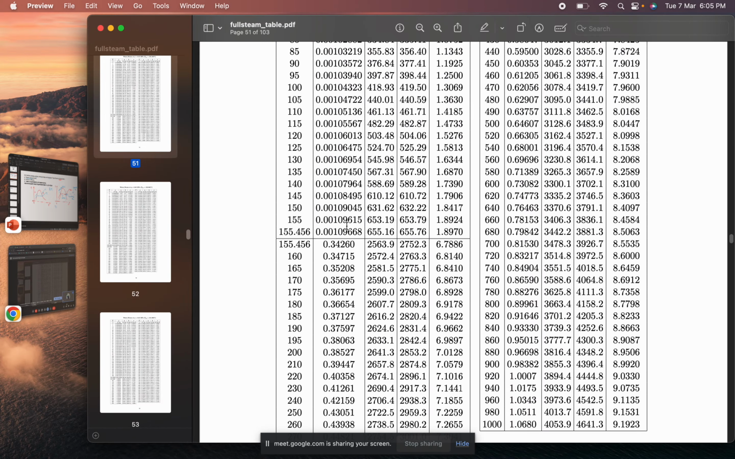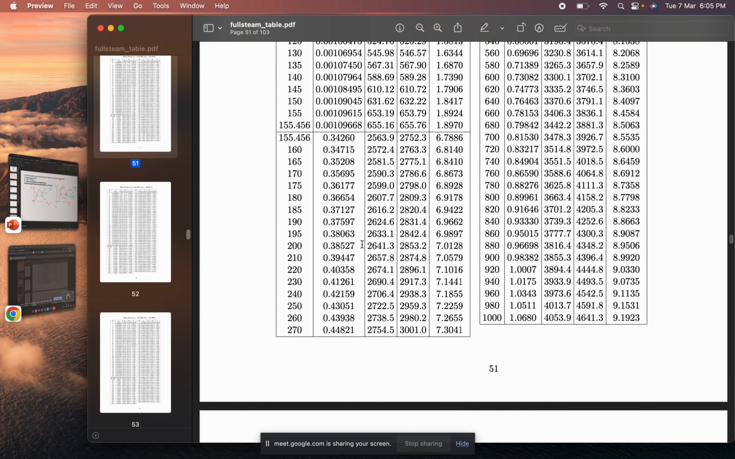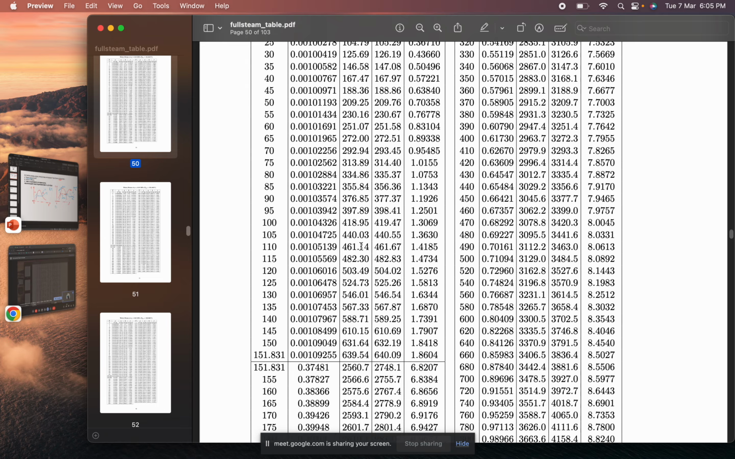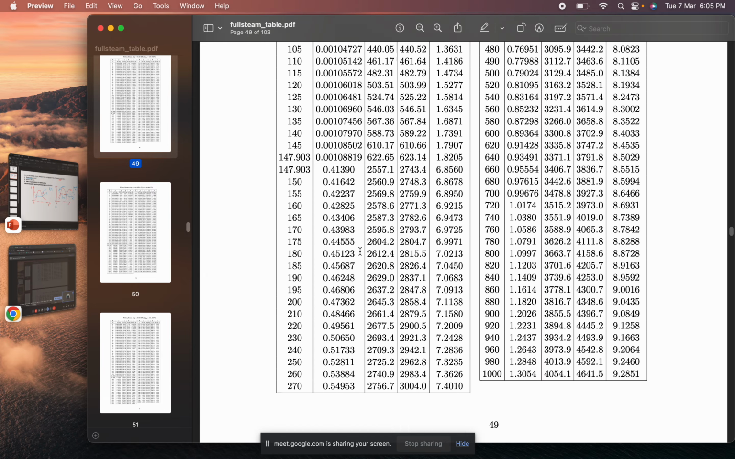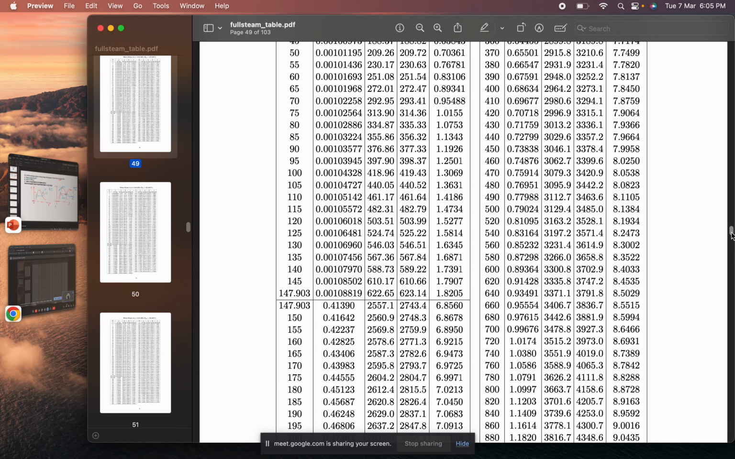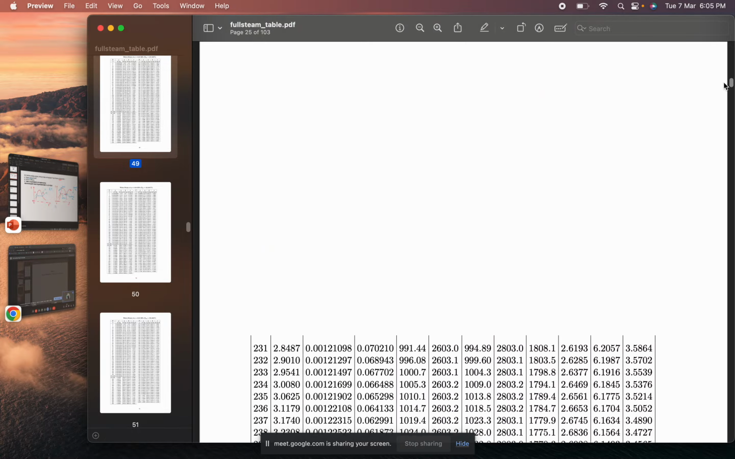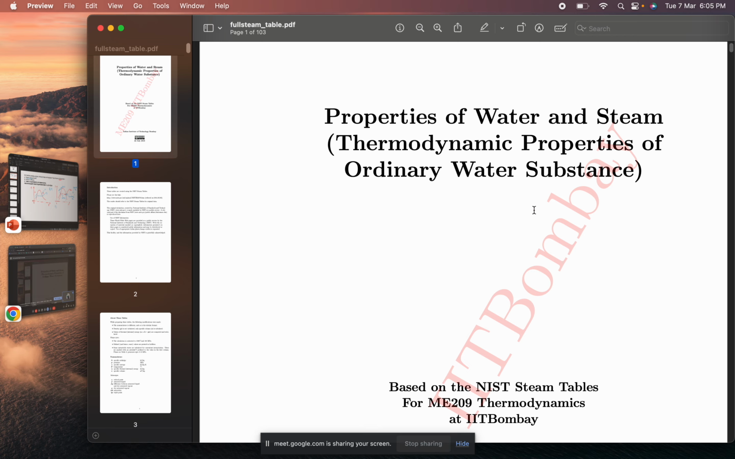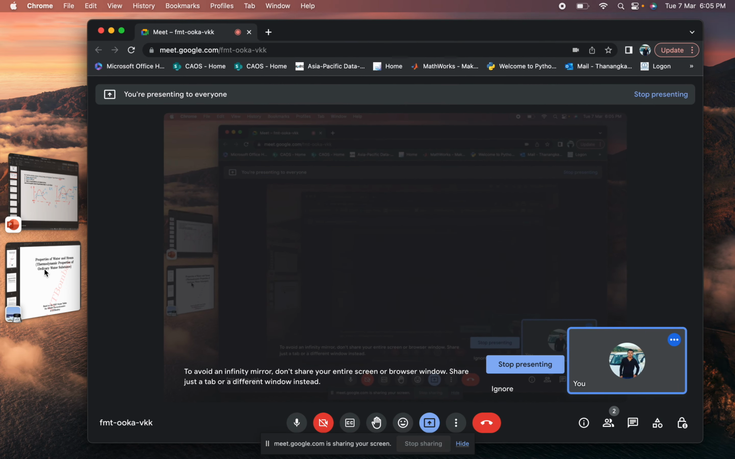Okay, so this is a steam table which I have downloaded. You can get many steam tables on the net, and either of them will be correct, and the values will not vary much. It will be almost similar values to what I am getting and your values.